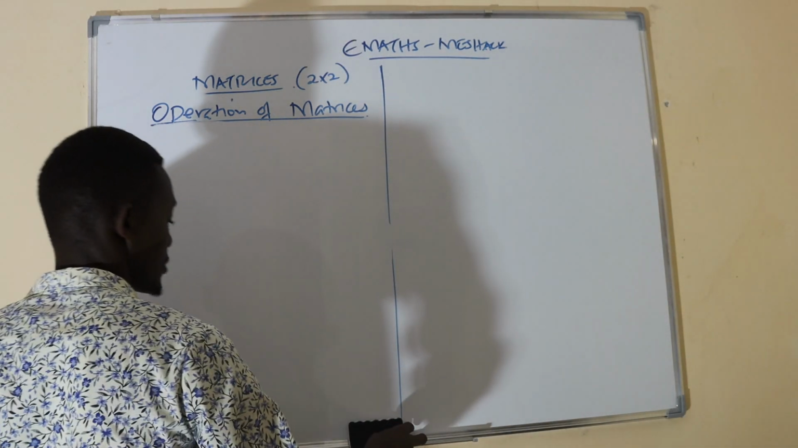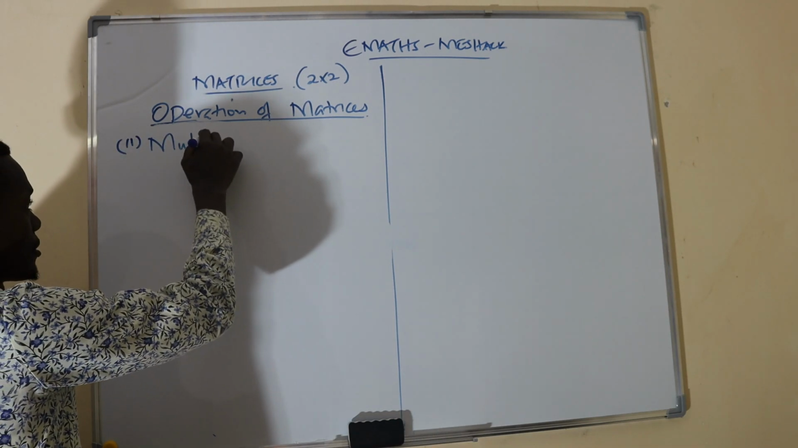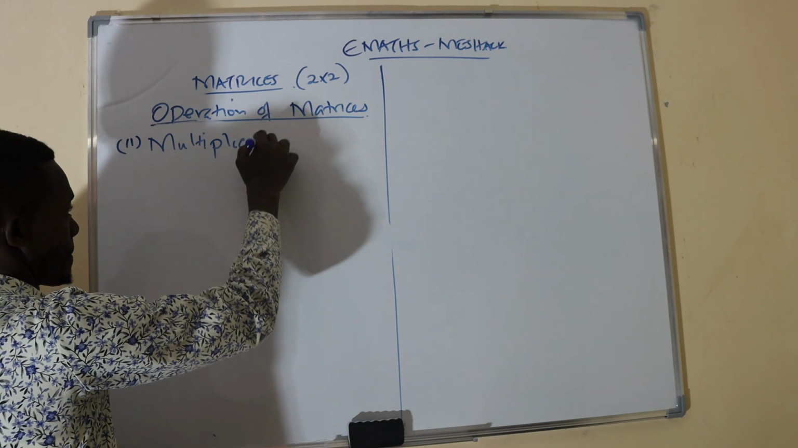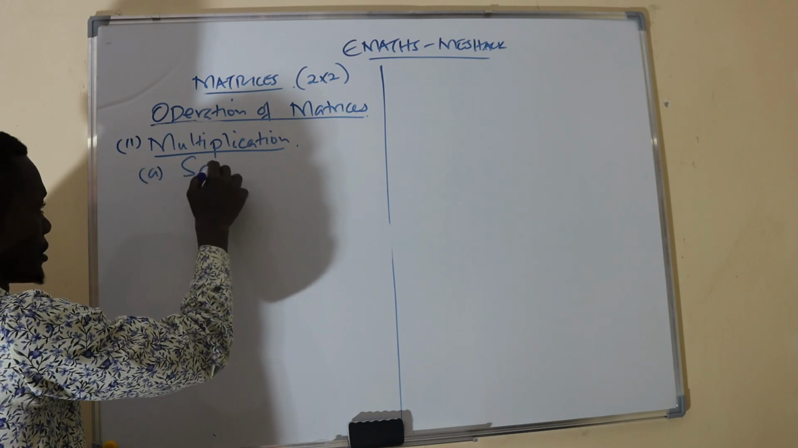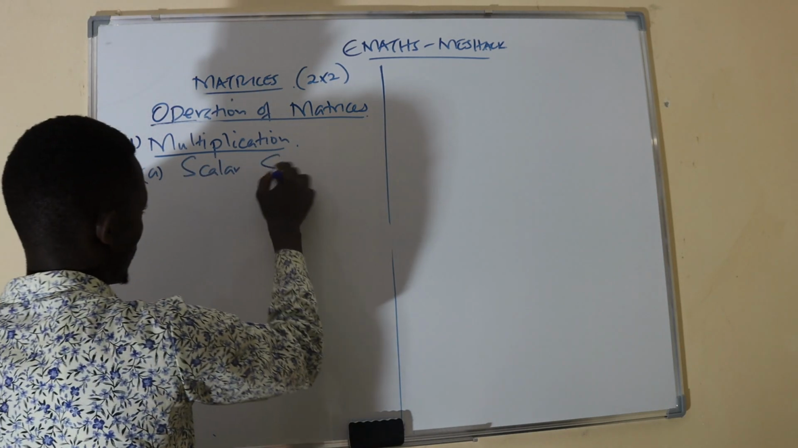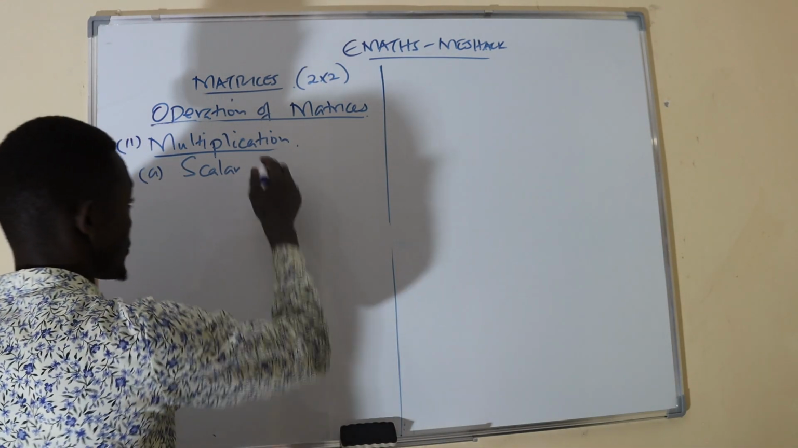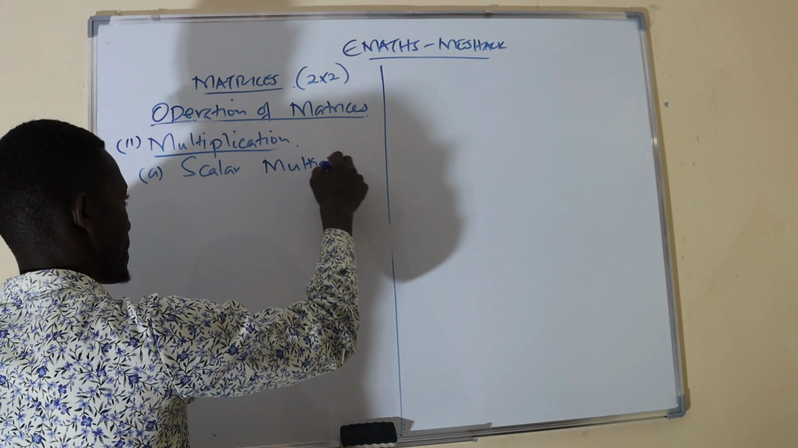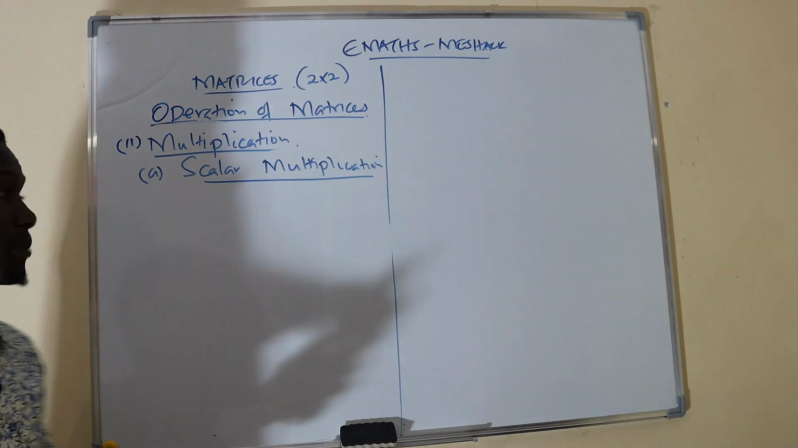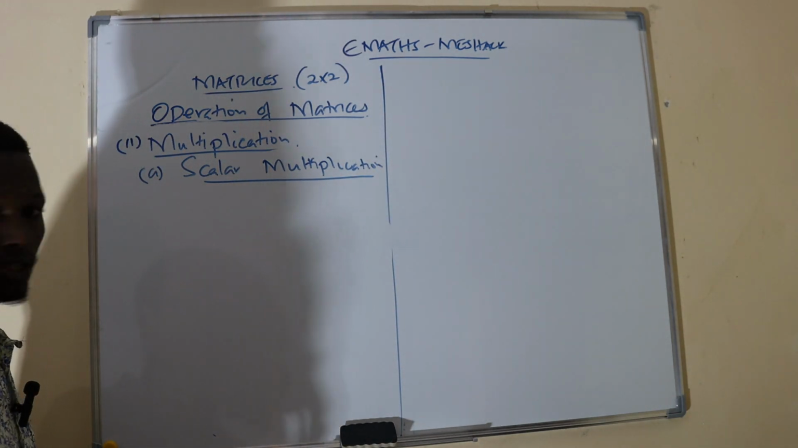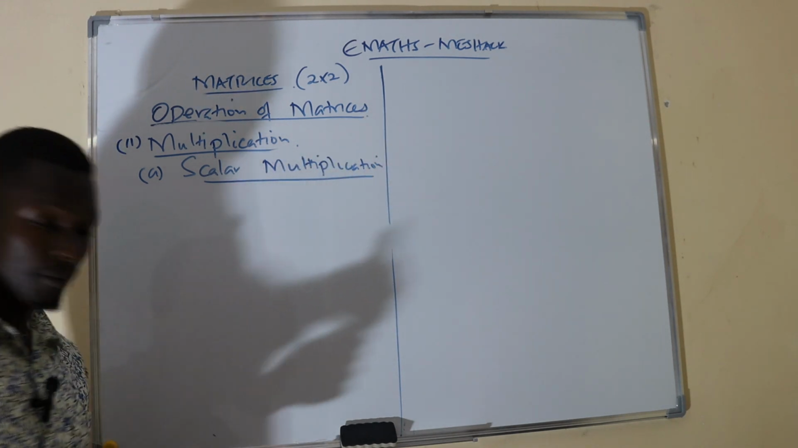So that was the first one. When you come to the second, that is multiplication. And we shall start with the first one, which says the scalar multiplication. So by the end of the day, when you are handling scalar multiplication, it means a scalar is just a number. So a scalar is any number.